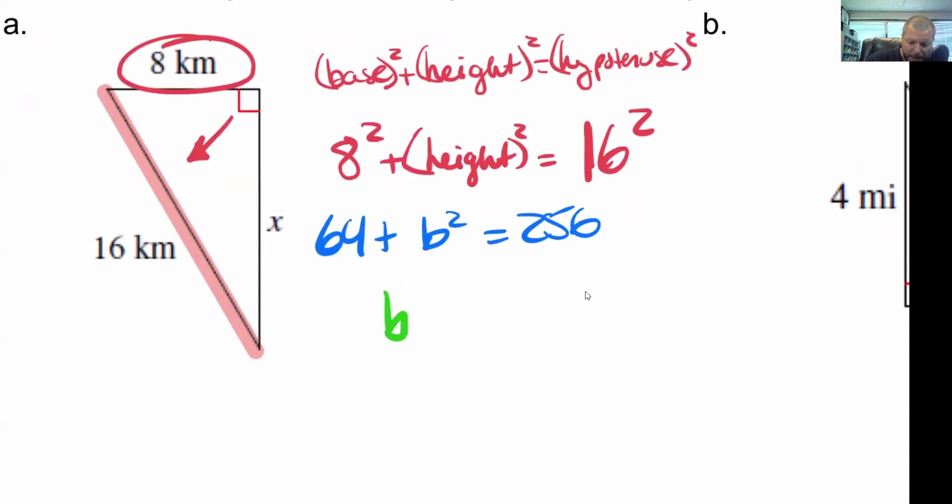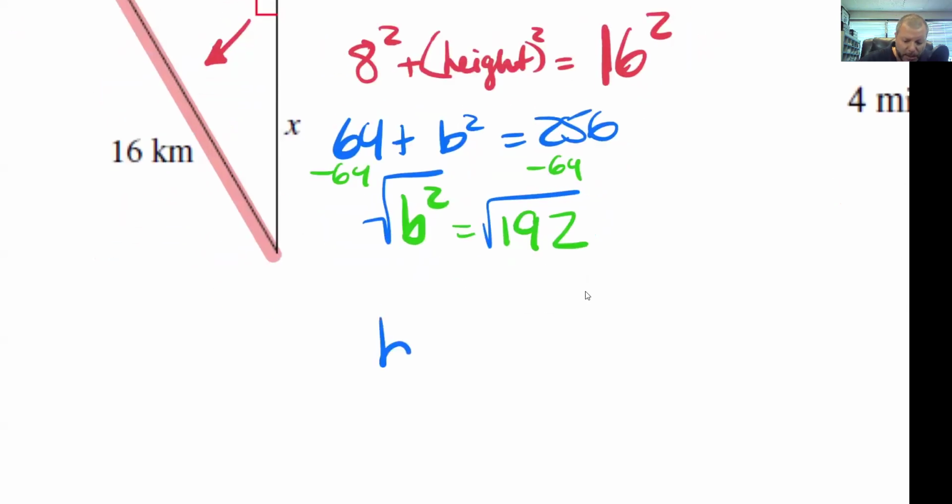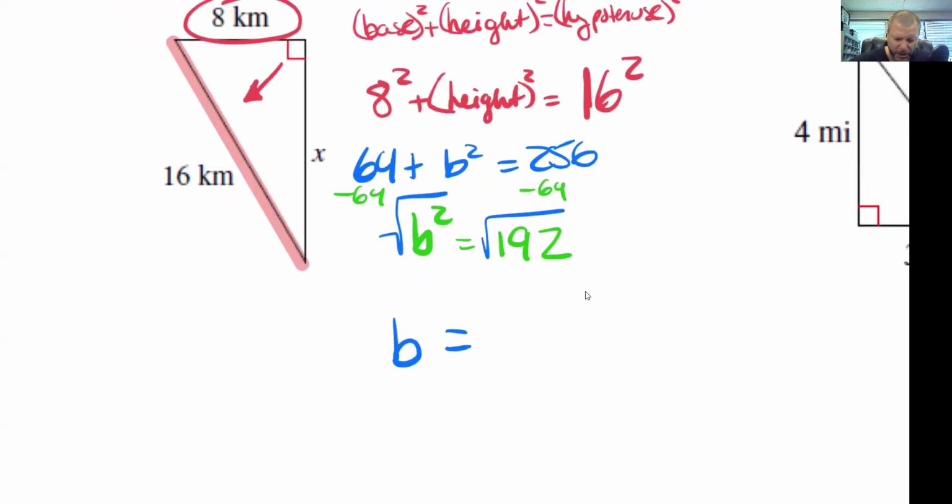So we get b squared, and I would take 64 away. 256 minus 64 is going to be 192. Now that we have b squared equals something, we would square root both sides. Only at this point square root. And so b equals the square root of 192, which is not a perfect square. It's going to be 13 and some change.